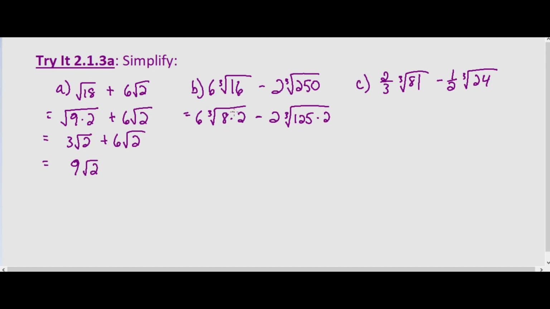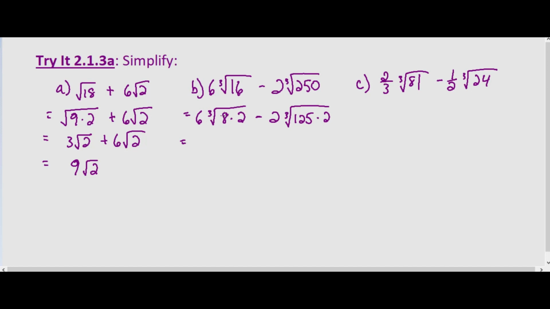And it's a good indicator with these problems that whatever is left over when simplifying one of the radicals, in this case 2, is what's going to be left over when simplifying the other as well. That's not always the case, but it's a good indicator. So this ends up being 6 times the cube root of 8 times 2.